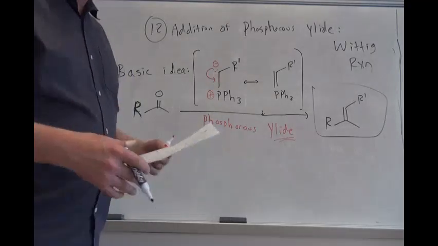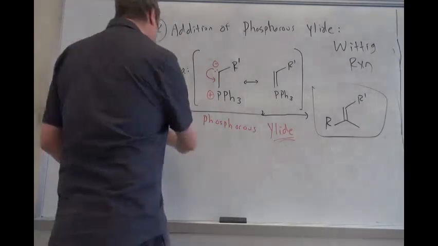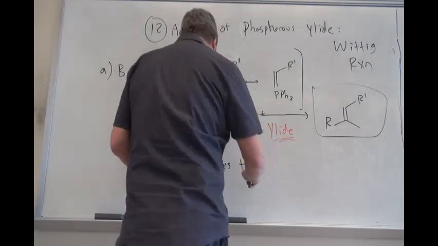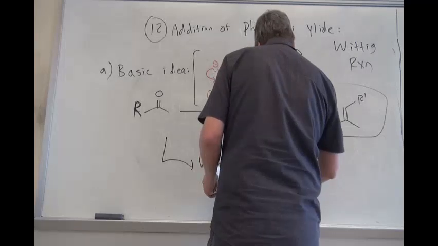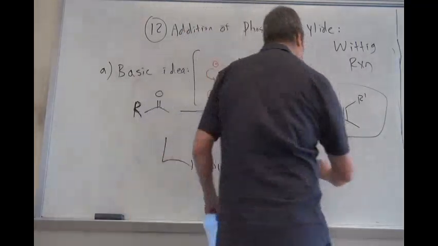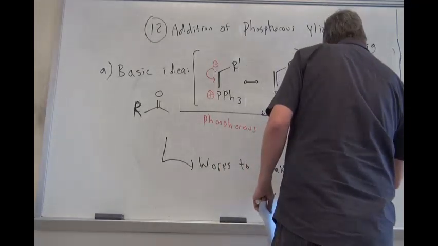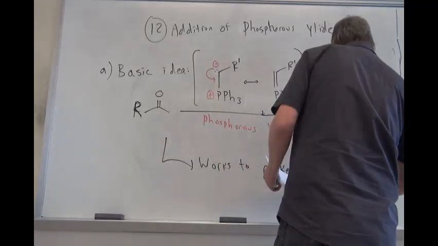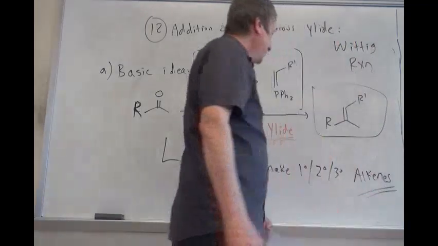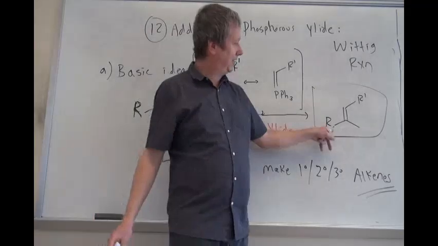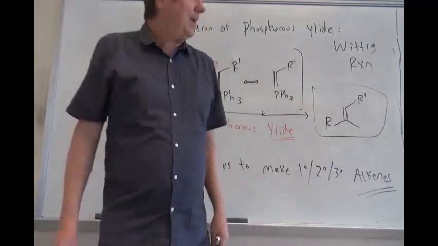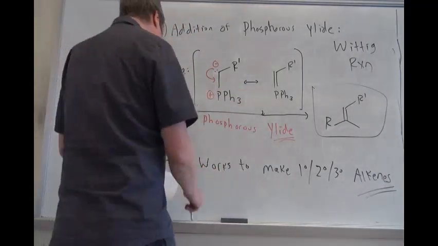Okay, so we'll have to do the mechanism. It's not that bad. What's this used for? It works to make monosubstituted, disubstituted, trisubstituted alkenes. This is a trisubstituted alkene because you have three things on the alkene. 1, 2, 3, right? You can't really use it to make tetrasubstituted.